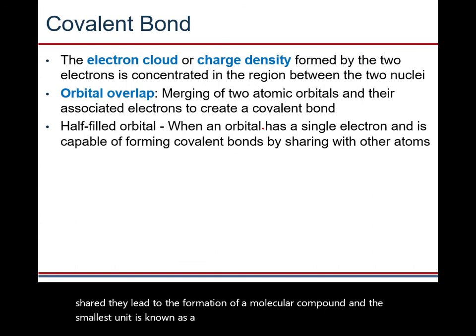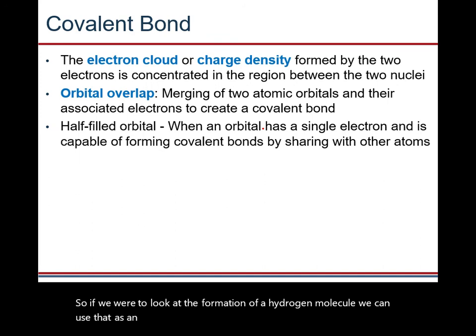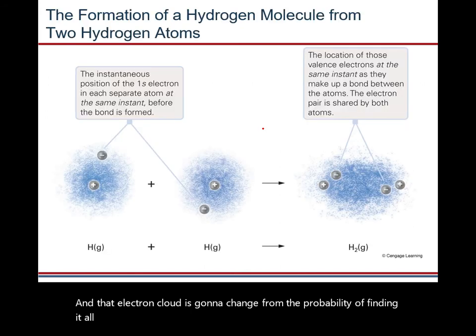So if we were to look at the formation of a hydrogen molecule, we can use that as an example. Basically, you have the electron clouds, as we learned in the last chapter, and that electron cloud is going to change from the probability of finding it all around. Let me show you here, all around.